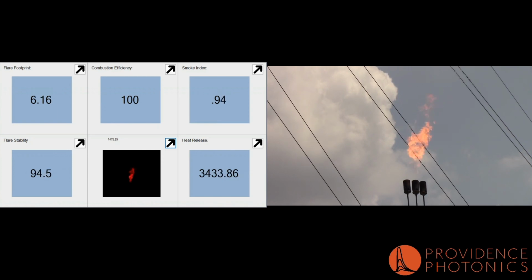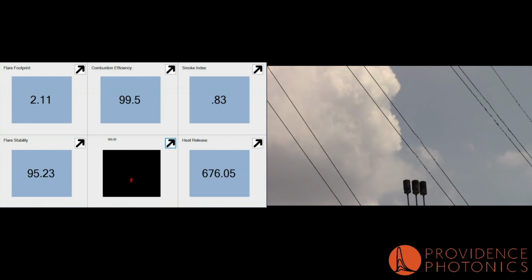So now we're going to change this flare, and we're going to increase the exit velocity. And that's going to make the flames go away in the visible spectrum. If you look at the VISR data, our combustion efficiency is still very high. You'll see the flame stability generally becomes a little more stable. We expect the flame stability to rise over time once the flow rate equalizes. Still no visible emissions, so our smoke index is still less than 1.